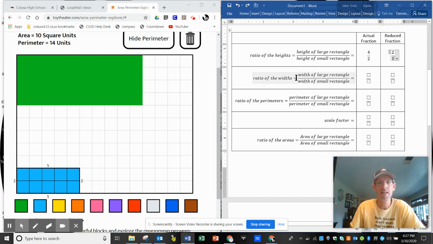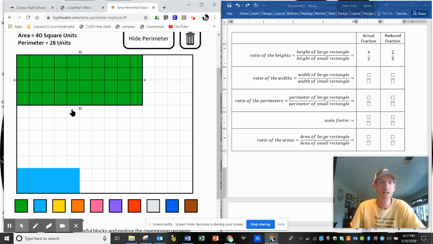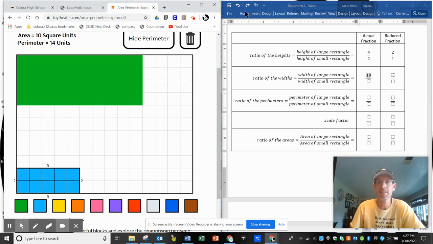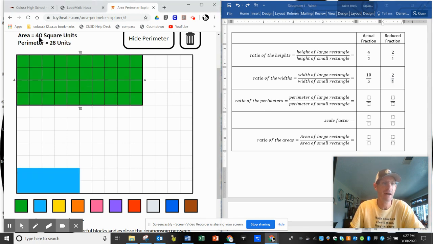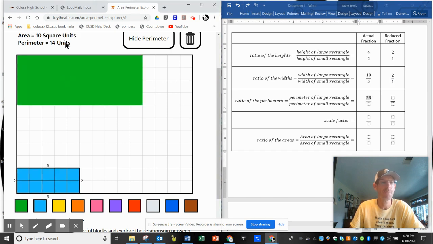Now we want to look at the width. Well, the width in the large rectangle is 10, and the width in the small rectangle is 5. And again, if we reduce that fraction, it reduces to 2 over 1. Now we want to look at the perimeters. Here it's calculated the perimeter of the large rectangle for us. It's 28. And it will calculate the perimeter of the small rectangle for us, which is 14. And if we reduce 28 over 14, it is also 2 to 1.